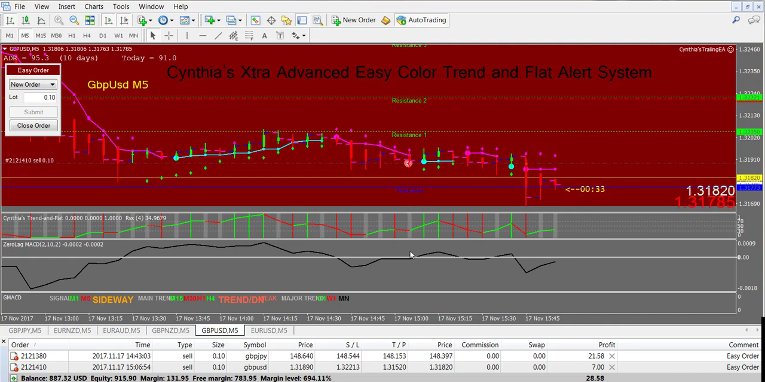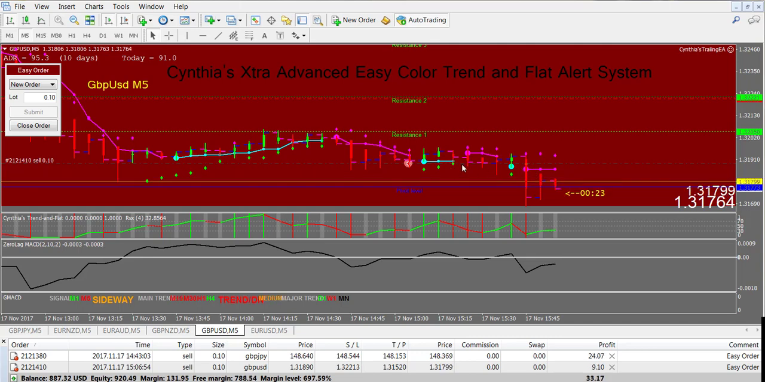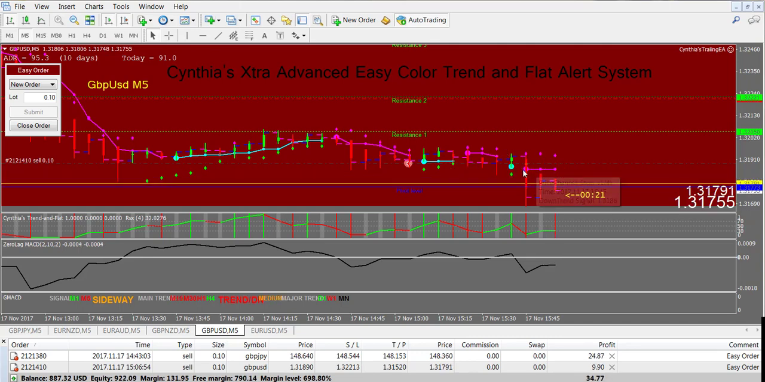So back here you can see the zero line really was below. This was a perfect sell alert at the time. And then we went into some flatness, and now it's on its way back down again.